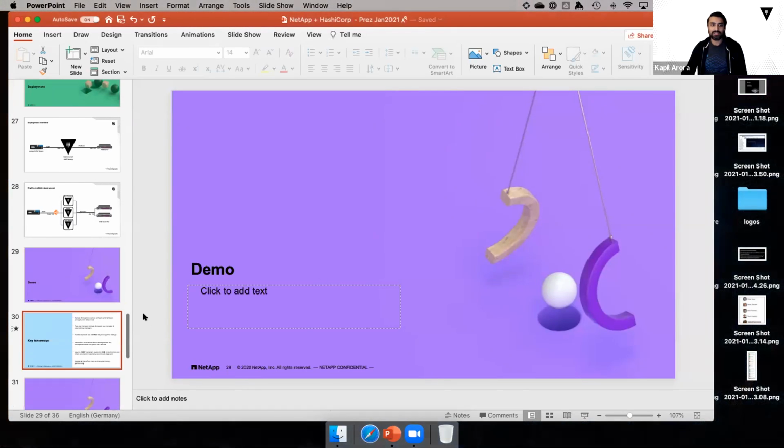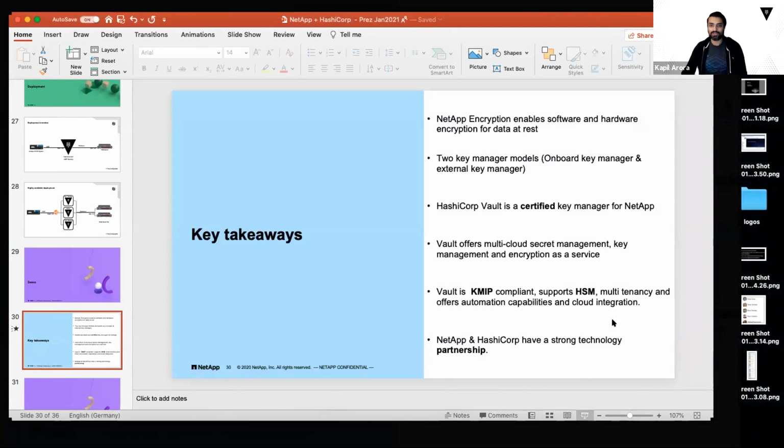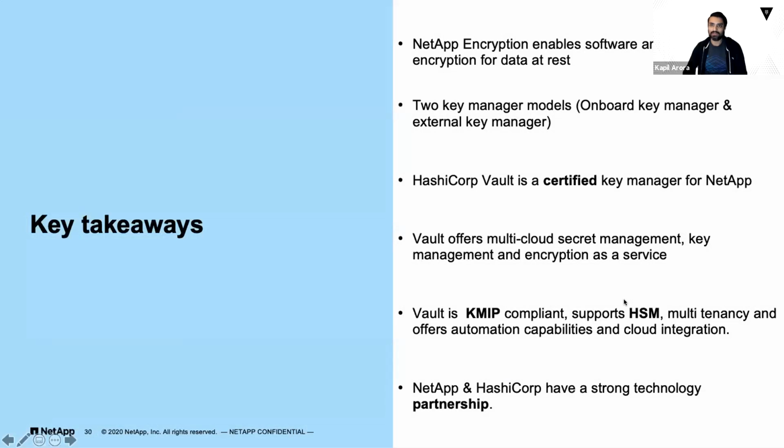We just wanted to share some resources which will be available to you as part of the presentation as well. So we learned about the encryption that NetApp offers, both hardware and software at rest. And we learned about the two key manager models that it supports and how HashiCorp Vault can be used as an external key manager. And it is certified. It offers different capabilities, including encryption as a service and multi-cloud secret management. And Vault is KMIP compliant, and also supports HSM for FIPS compliance, for example.